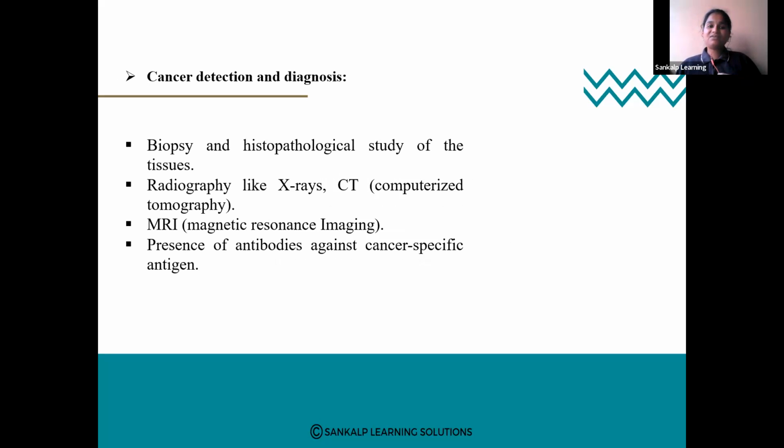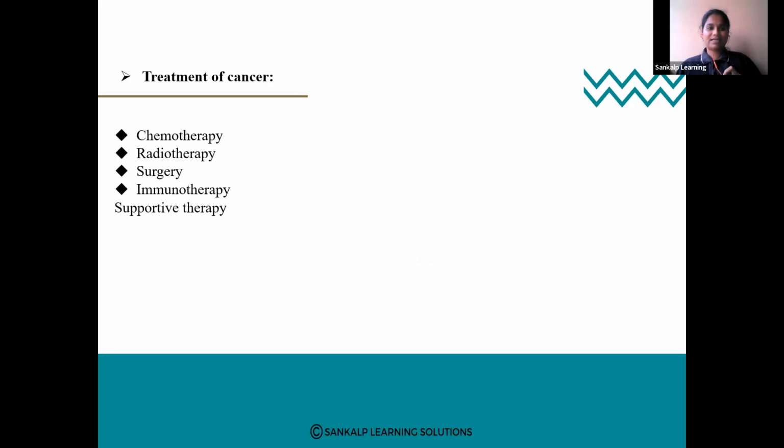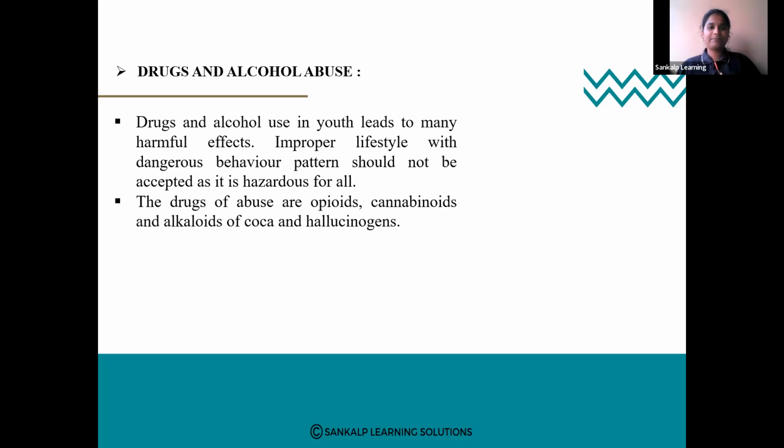Then how will cancer be detected? Biopsy and histopathological study, radiography like X-rays and computerized tomography, magnetic resonance imaging, presence of antibodies against cancer-specific antigen. Like this, cancer can be detected and diagnosed. Treatment: chemotherapy, radiotherapy, surgery, immunotherapy, supportive therapy.